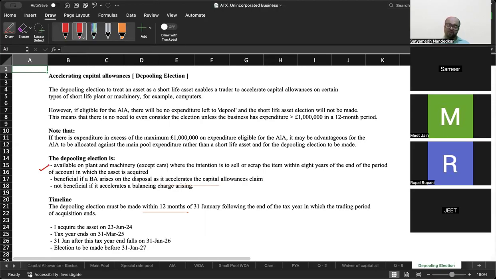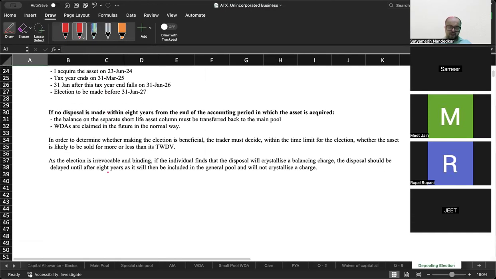It is beneficial if a balancing allowance arises on disposal as it accelerates the capital allowances claim. It is not beneficial if it accelerates a balancing charge arising in this case. Okay. And if no disposal is made within 8 years from the end of the accounting period in which the asset is acquired, the balance on the short life asset goes back to the main pool. And WDAs are claimed in the future in the normal way.